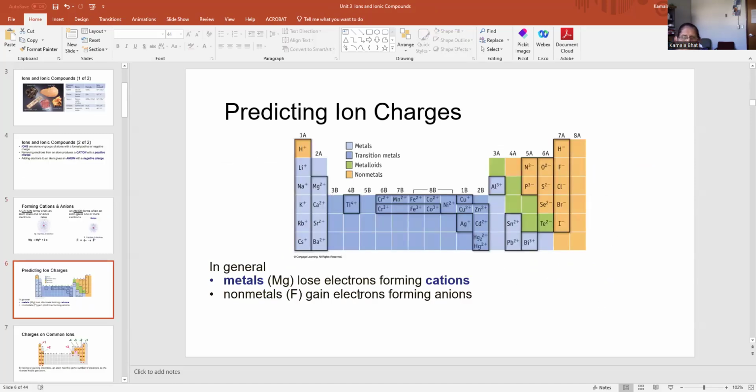In general, metals lose electrons, forming cations. Non-metals gain electrons, forming anions. So we can have the question, how many electrons? Group 1 elements lose 1 electron. Group 2 elements will lose 2 electrons. Group 3 elements will lose 3 electrons.